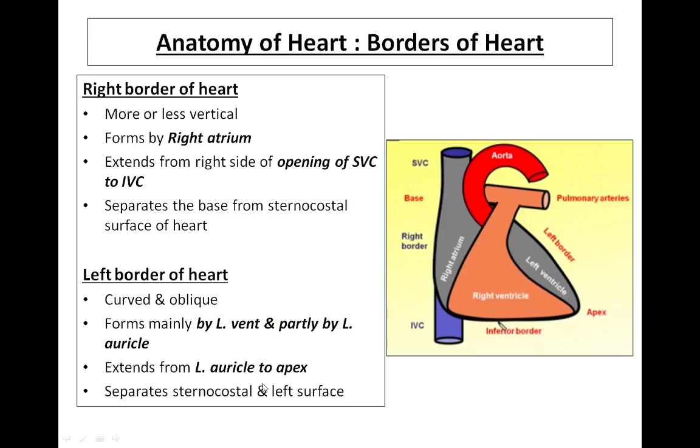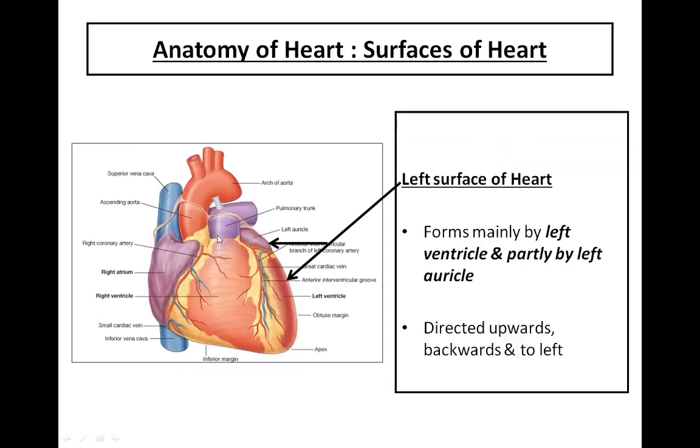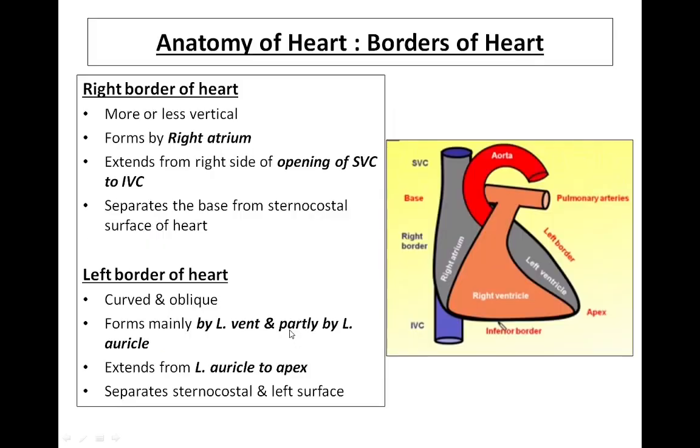It extends from the left auricle to the apex of the heart. This is the extension of the left border. So whom does the left border separate? It separates the sternocostal surface and the left surface.